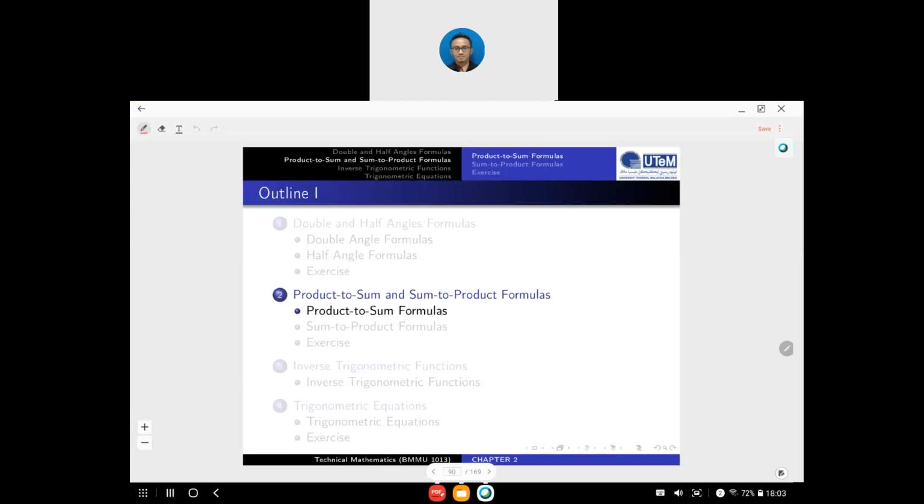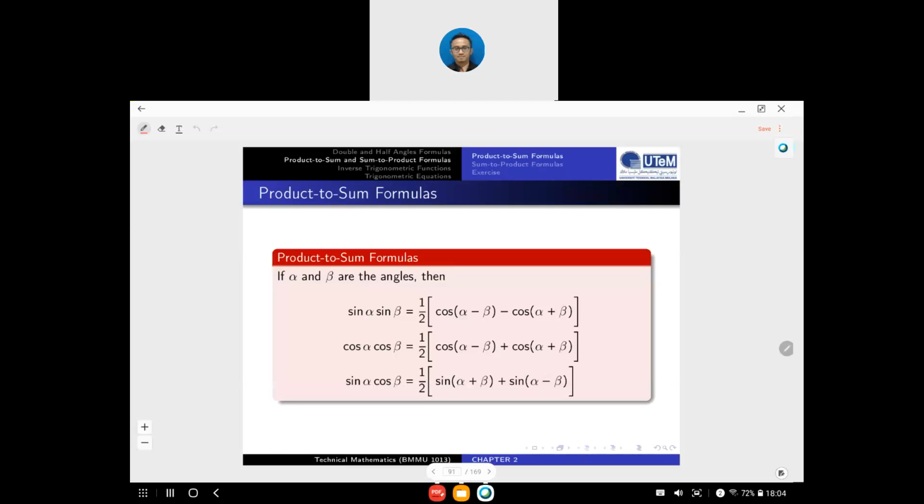Okay, next let's proceed to the second subtopic, which is product to sum and sum to product. Okay, ni pun sama je ni, formula je ni. Nama pun formulas. Okay, so we look at the product to sum first. Maksudnya daripada darab. Sebab produk ni adalah darab.